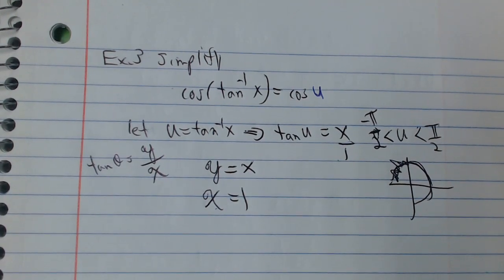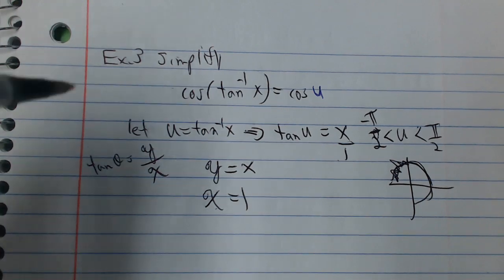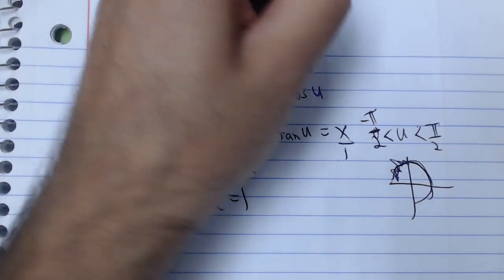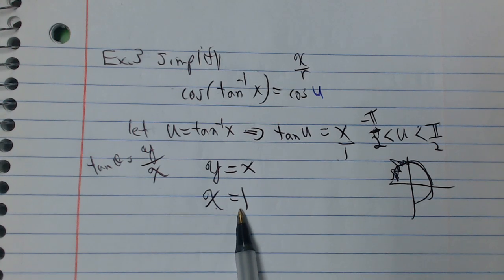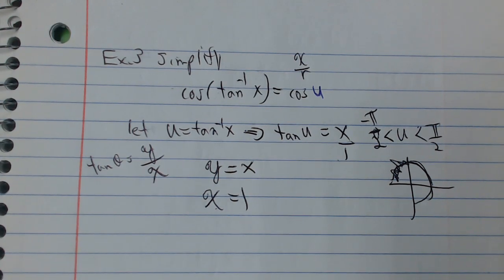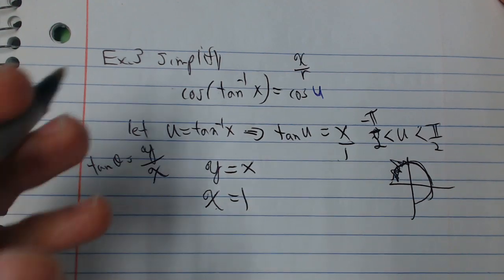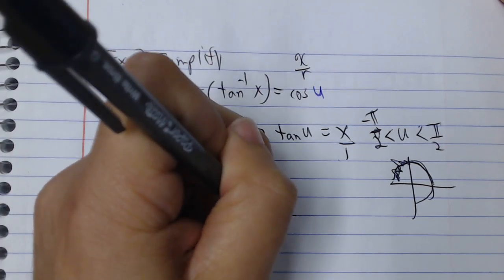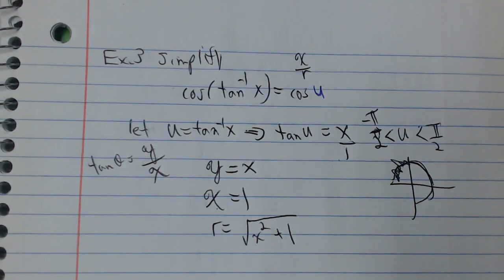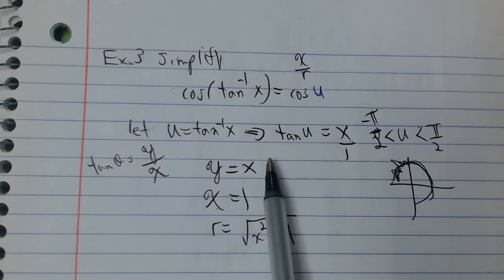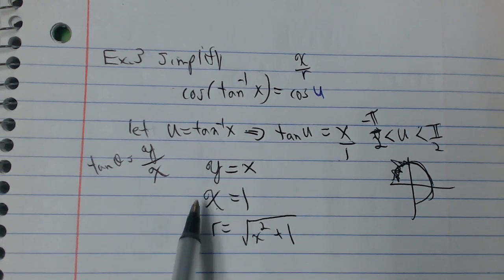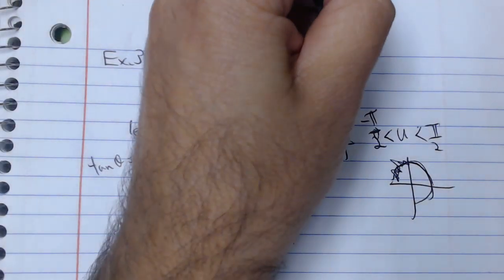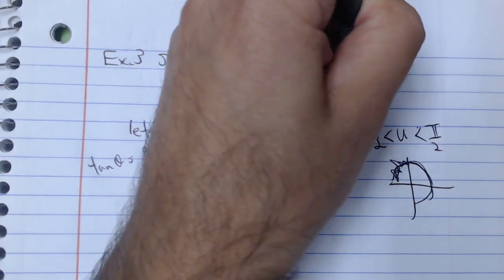Now, to find cosine of u: by definition, cosine of u is script x over r. I have script x, which is 1, and I just need to find r. I'm sure you remember how we found r: we use the Pythagorean theorem. If script y is x and script x is 1, then r is the square root of x squared plus 1. Once you do that, you can come up here and answer the question. Cosine of u is script x over r, so it's 1 over the square root of x squared plus 1.